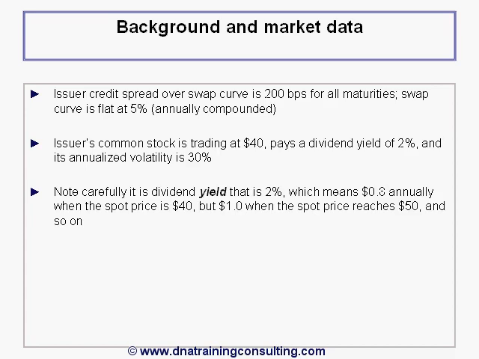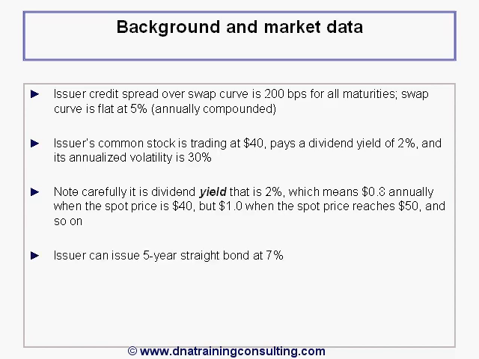Note carefully that it is the dividend yield that is assumed to be 2%, which means $0.8 annually when the spot price is 40, but would mean $1 annually when the spot price reaches 50, and so on. This will be an important point to remember in a moment.